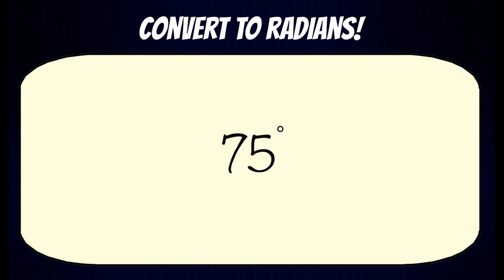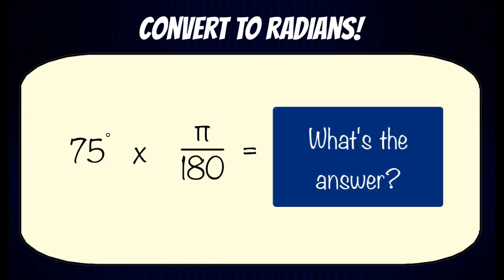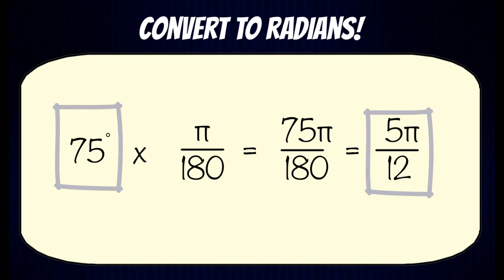Let's convert 75 degrees to radians. So again, we're going to multiply 75 by the equivalent of 1 degree, which is pi over 180. That gives us 75 pi over 180, and we can reduce that to 5 pi over 12. So in other words, 75 degrees equals 5 pi over 12 radians.